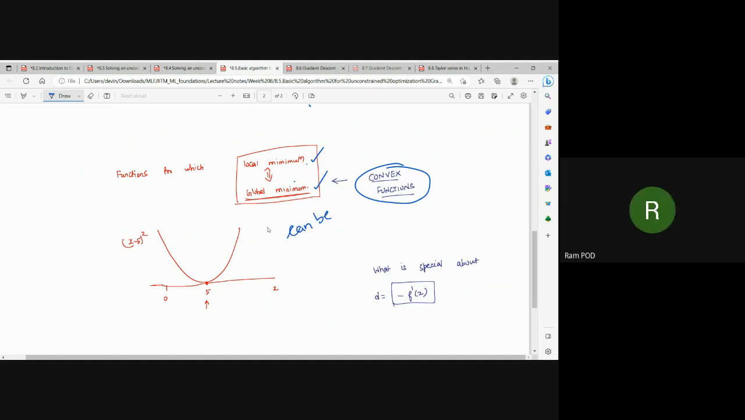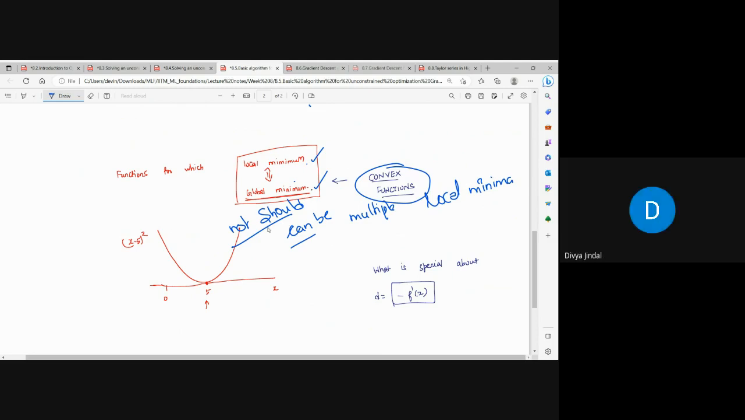There can be multiple local minima. Okay, it can be, it's not that it should be. That means each of these local minima will then be a global minima. Yeah, that's what we are talking about, right? Each and every local minima will be a global minima.